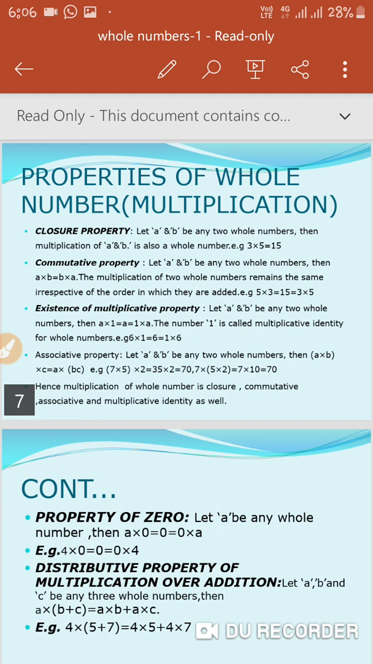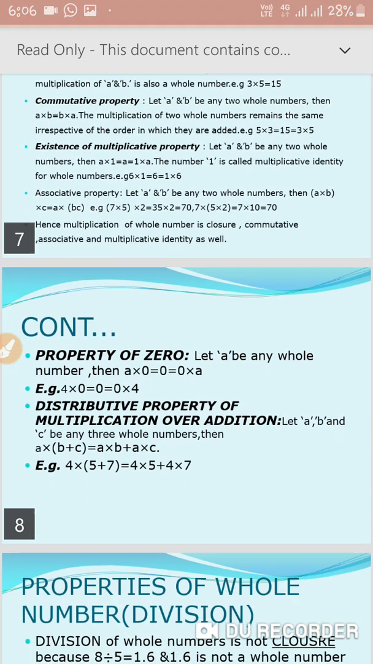What the closure property says is that the multiplication of two whole numbers is a whole number. 5 multiplied by 3 is 15, and 15 is also a whole number. Then is the commutative property. Multiply two numbers in any order, let it be 5 into 3 or 3 into 5. The answer will be the same, that is 15. Next is the existence of the multiplicative identity. What this property says is that if you multiply any number by 1, you'll get the same answer.